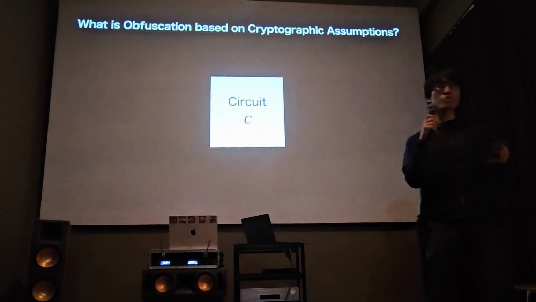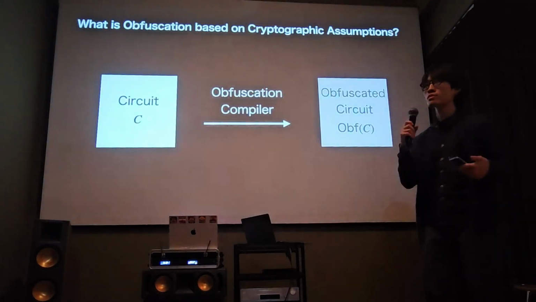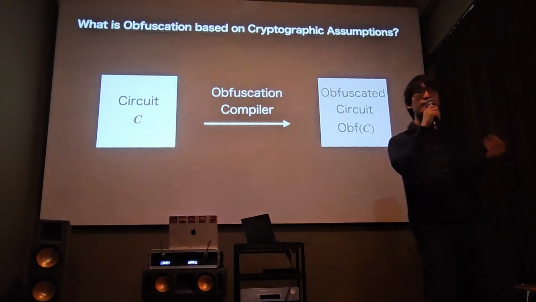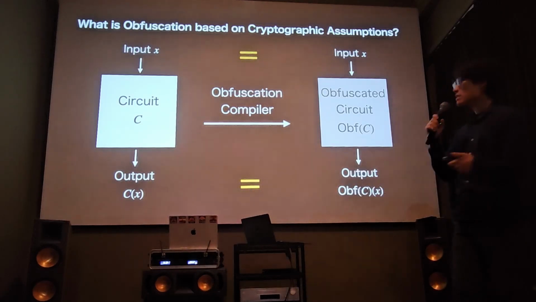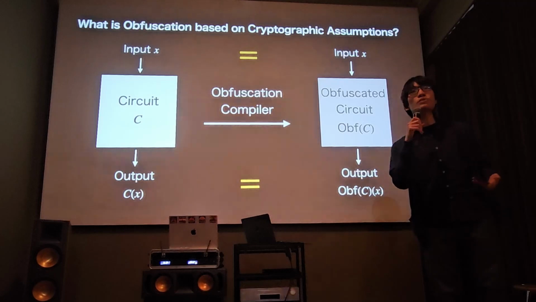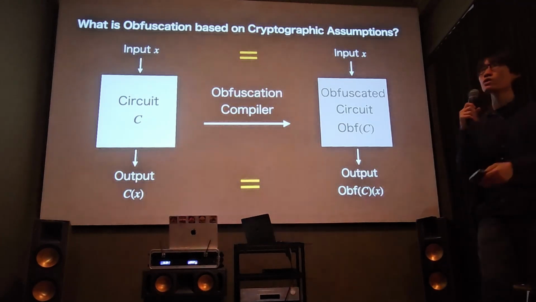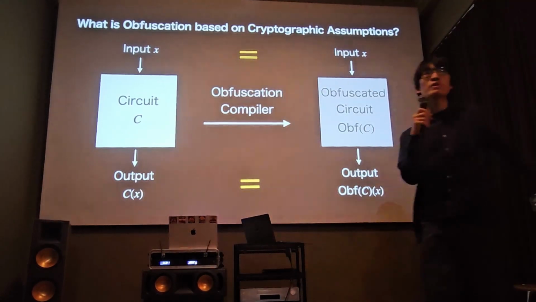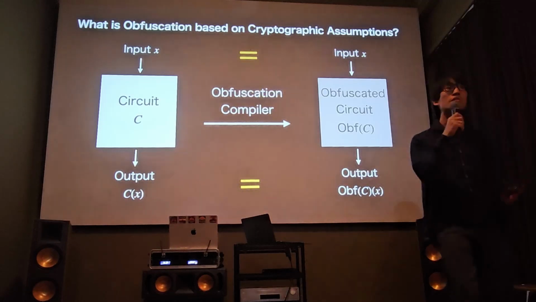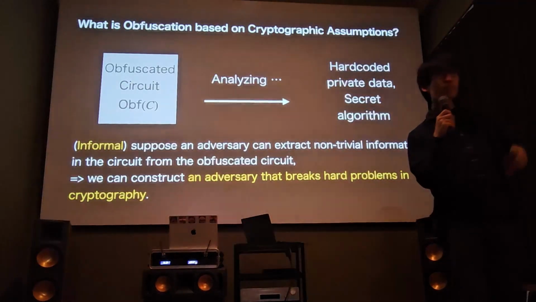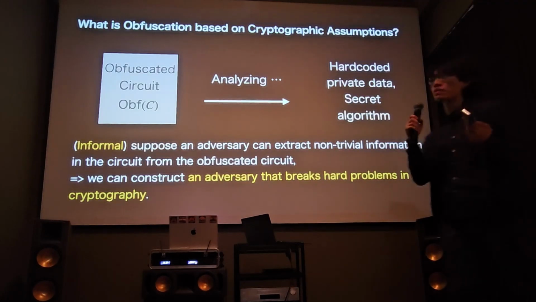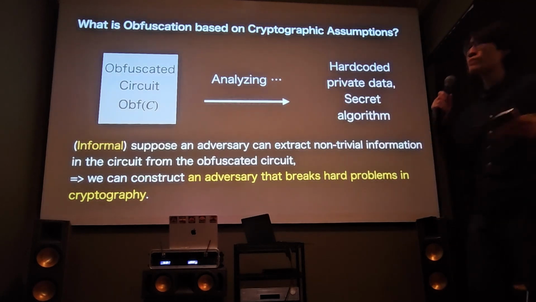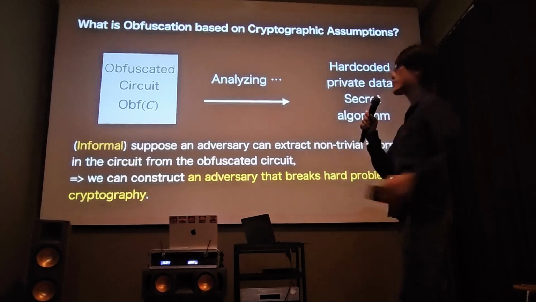So what is obfuscation? It's a kind of process to compile some original circuit into a different form of obfuscated circuit. But since this is just a circuit, you can provide some input to the obfuscated circuit, and its output should be equal to the output of the original circuit for the same input. In other words, it does not change the functionality of the original circuit. However, the adversary cannot get non-trivial information about this circuit, even if the adversary can observe this obfuscated circuit.